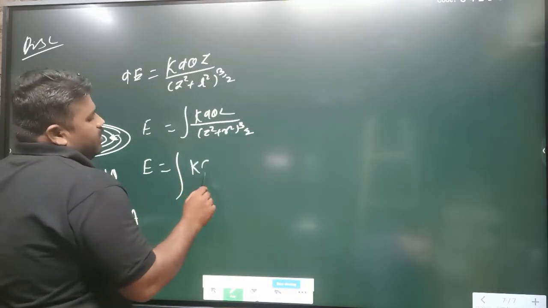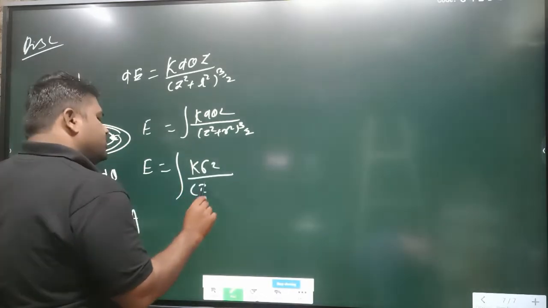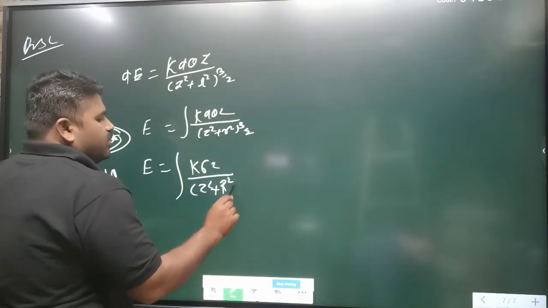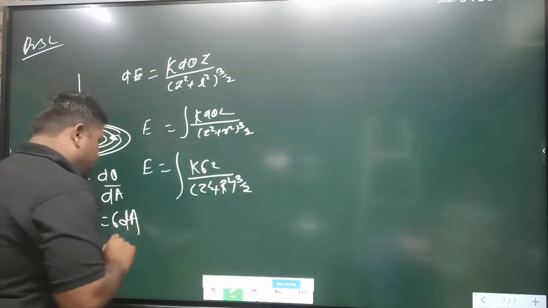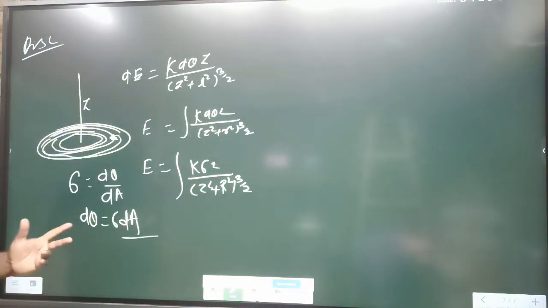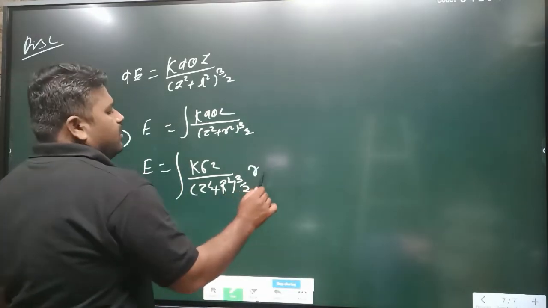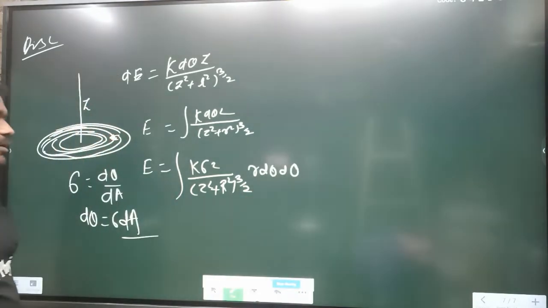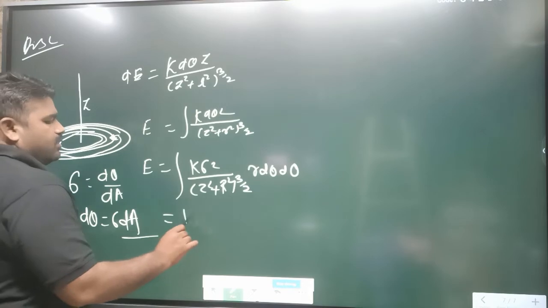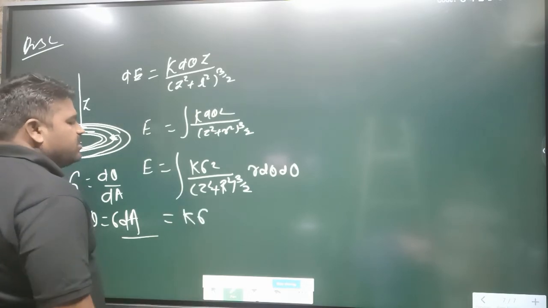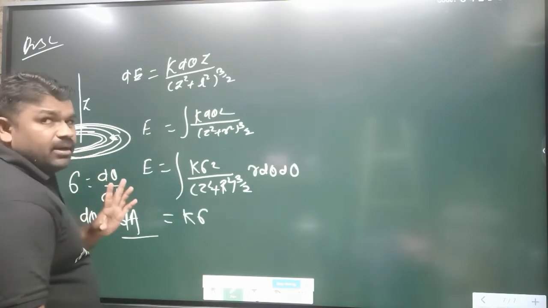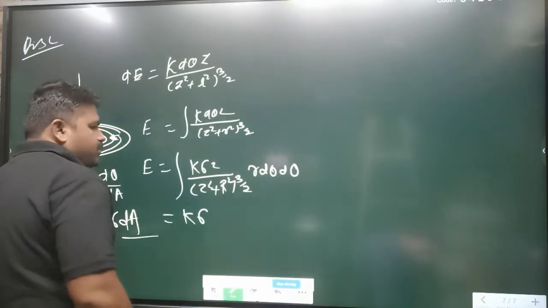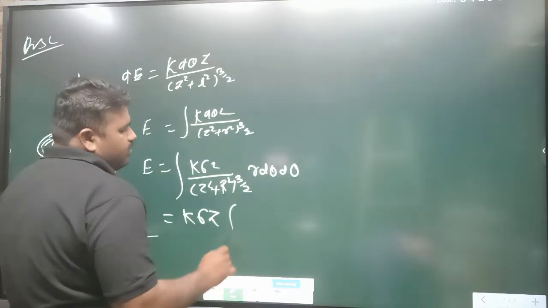K sigma Z upon Z square plus r square, bracket power 3 by 2 into dA value. dA is r dr d theta. K is constant, sigma is constant. If nothing is mentioned, by default this is a uniform charge distribution. Z also we can take common out.